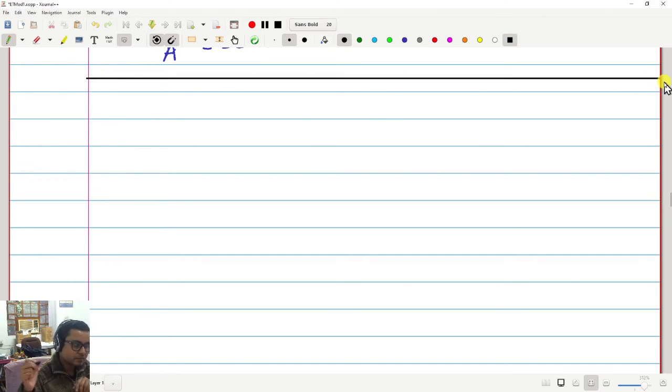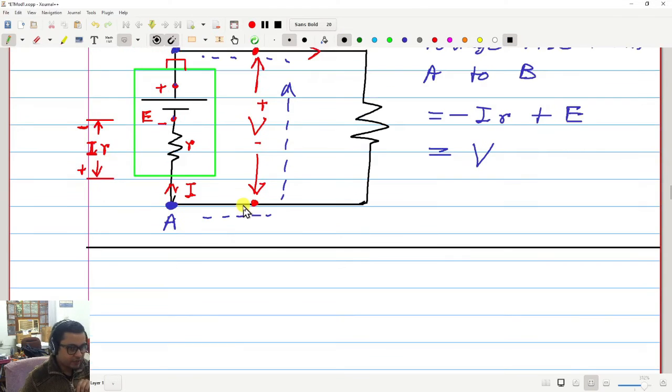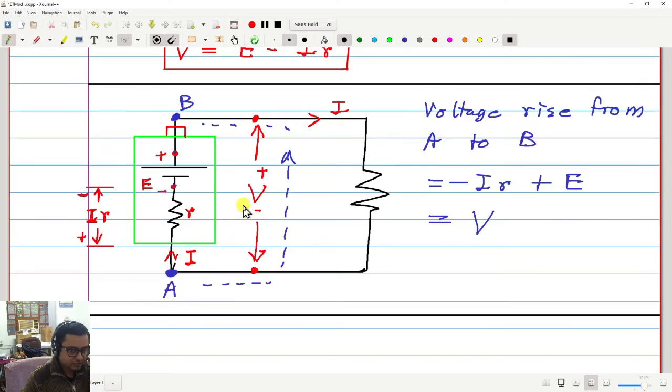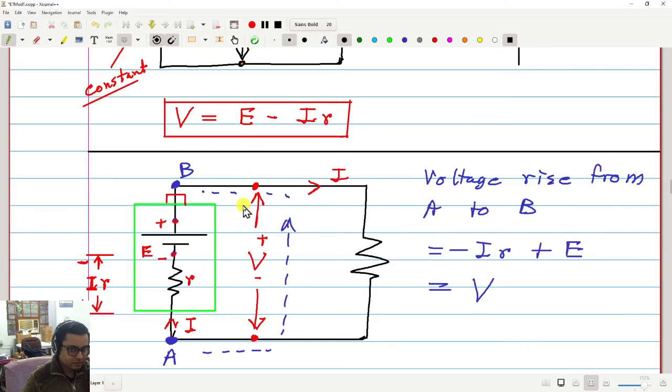Sir, you told us that E minus IR will be giving a straight line, but isn't the current also variable with the internal resistance of the battery?